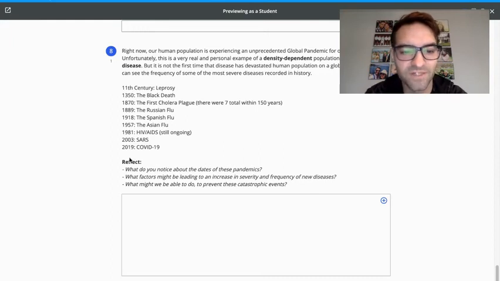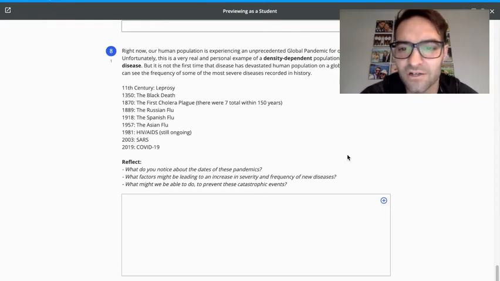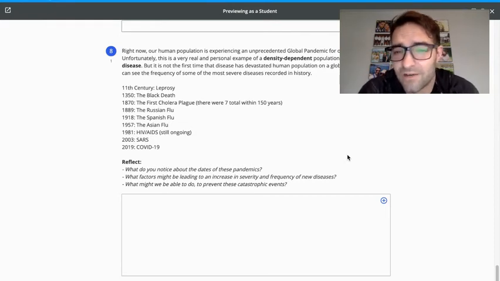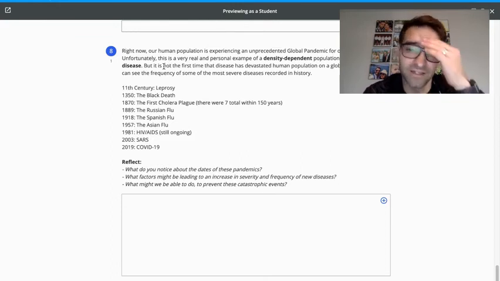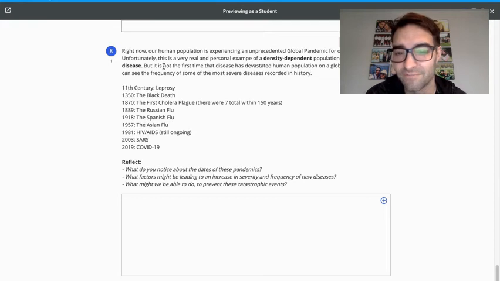And so the prompt of this is a reflection, really looking at our current state of the world right now. There's lots of different ways to look at this, but as we look at COVID-19 and this global pandemic, okay, that's what we're talking about. We're experiencing an unprecedented global pandemic in our modern society. And unfortunately, this is a very real and personal example of a density-dependent, population-limiting event of disease, right? We talked about that with the limiting of population size.